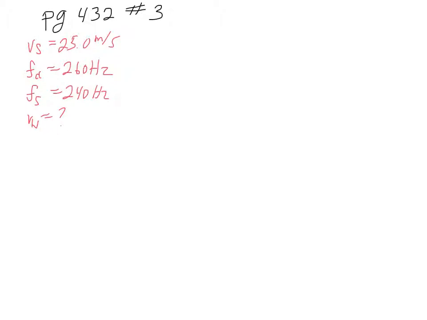You can see that the question's giving you Vs, giving you Fd, which is the actual frequency that the sound is being heard at, and we know that the source frequency is 240. So we're going to use our Doppler equation, and this is coming towards us. It's approaching us, which means we need to subtract. So here we go. Our Doppler equation is Fd is going to be equal to Vw over Vw minus Vs. All of that is multiplied by Fs.